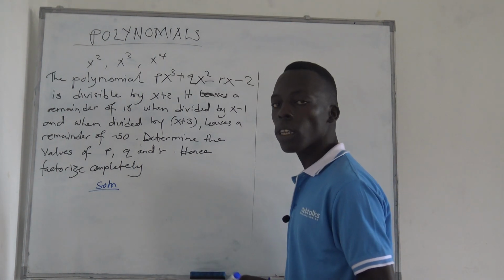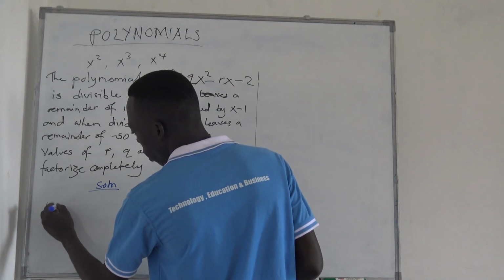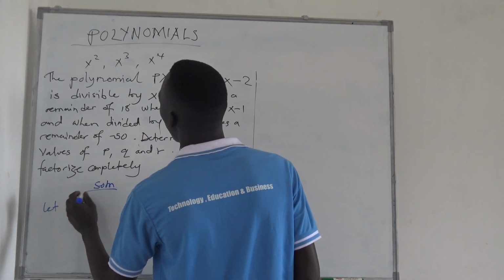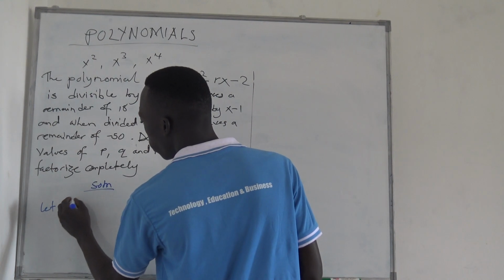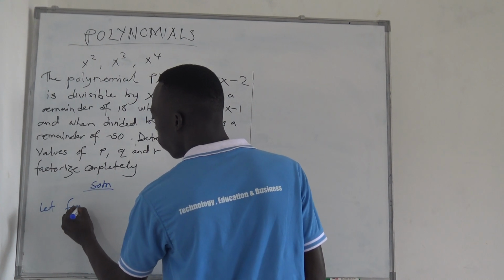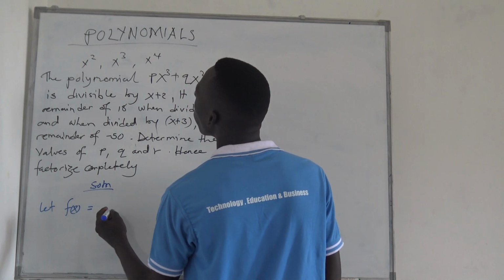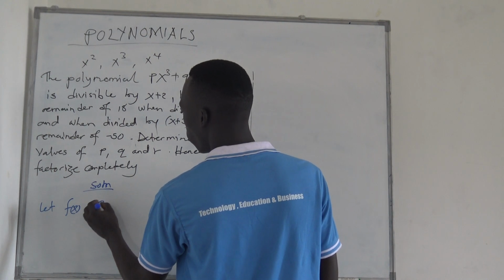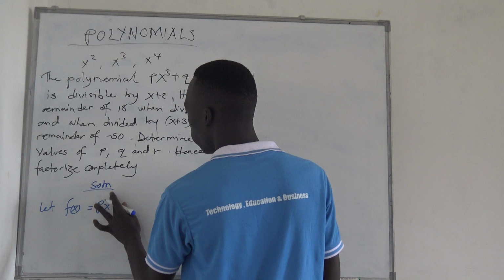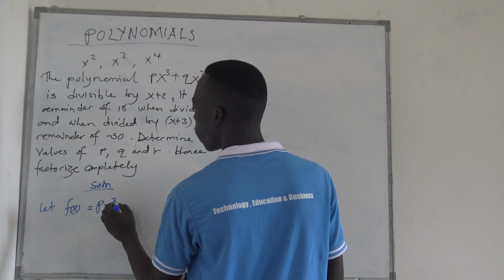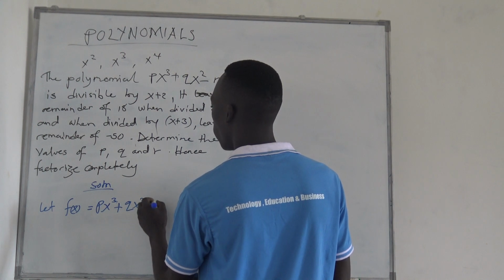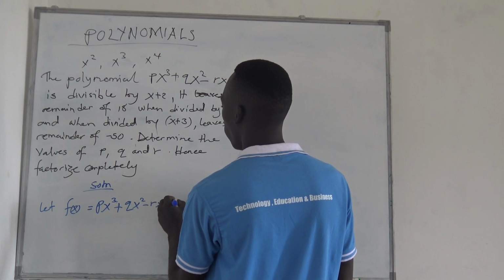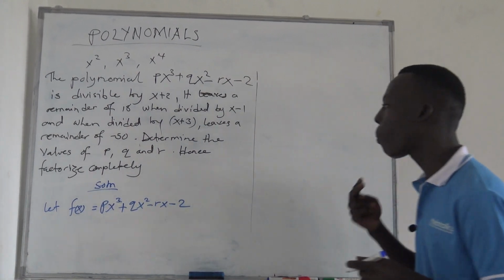We say the first thing is to let the polynomial which they have given us be f of x. So you say let f of x be equal to px cubed plus qx squared minus rx minus 2. So that is our polynomial.